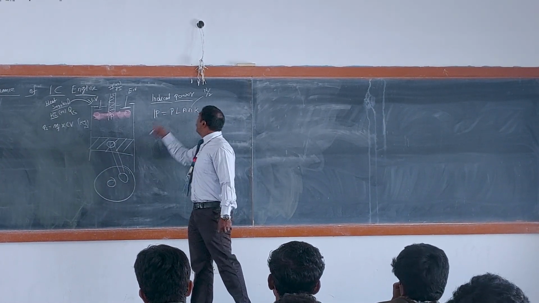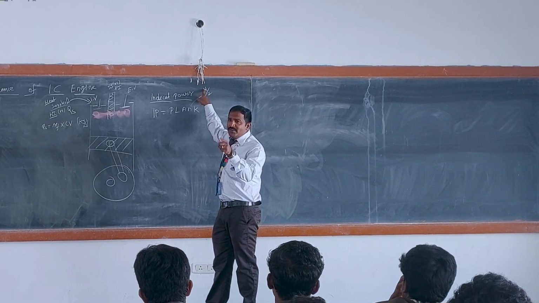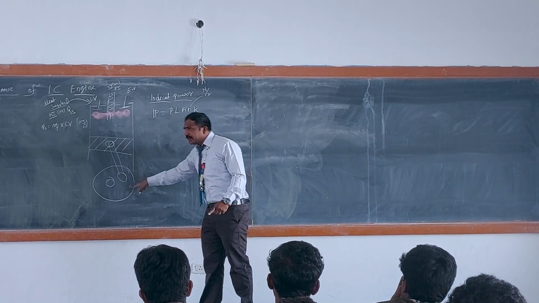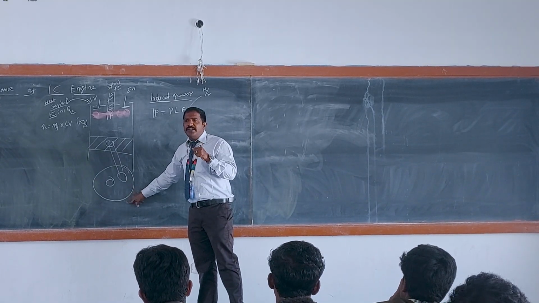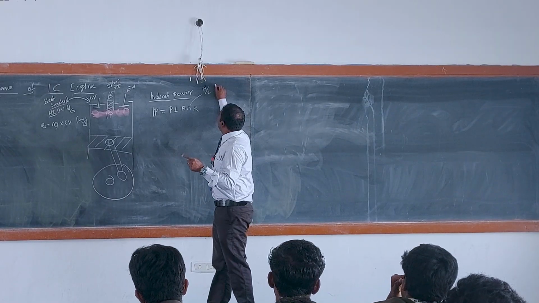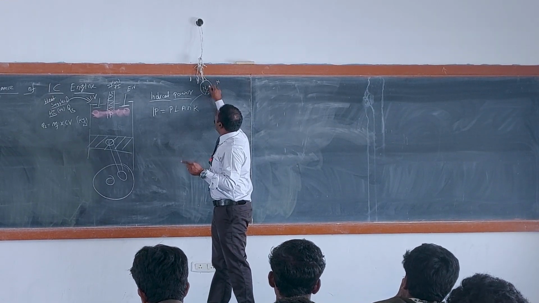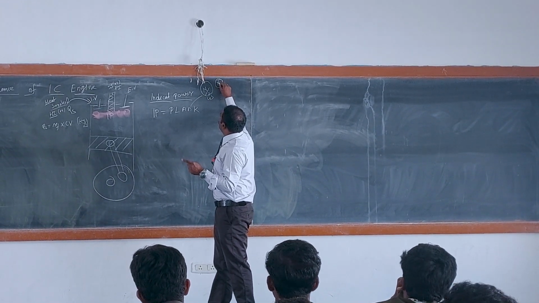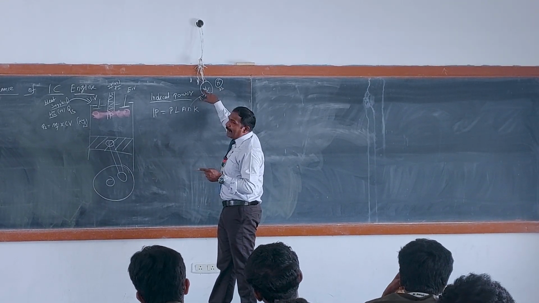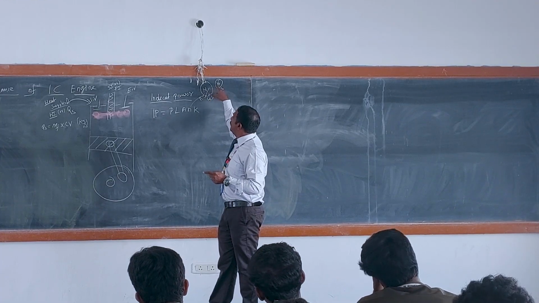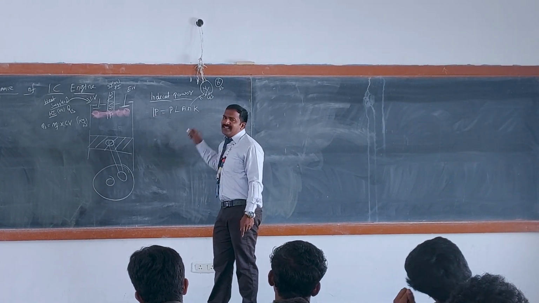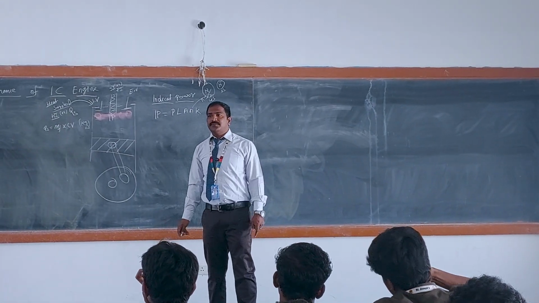2 revolutions, 1 power stroke. For a 2 stroke engine, 1 revolution, 1 power stroke. Only for 4 stroke we use N by 2. For 2 stroke we use N. Correct. K is the number of cylinders.